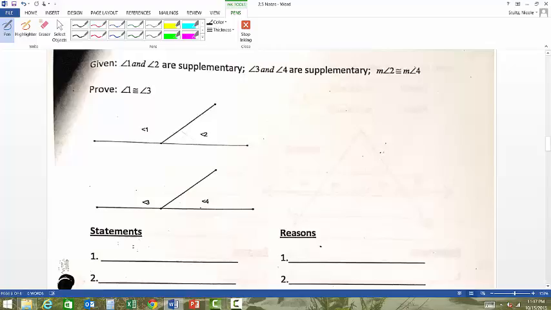3 and 4 are supplementary, and angle 2 is congruent to angle 4. So I'll just go ahead and put little rainbows in there to show they're congruent. So I have a visual. And again, I'm going to recopy all my given. So go ahead and do that.